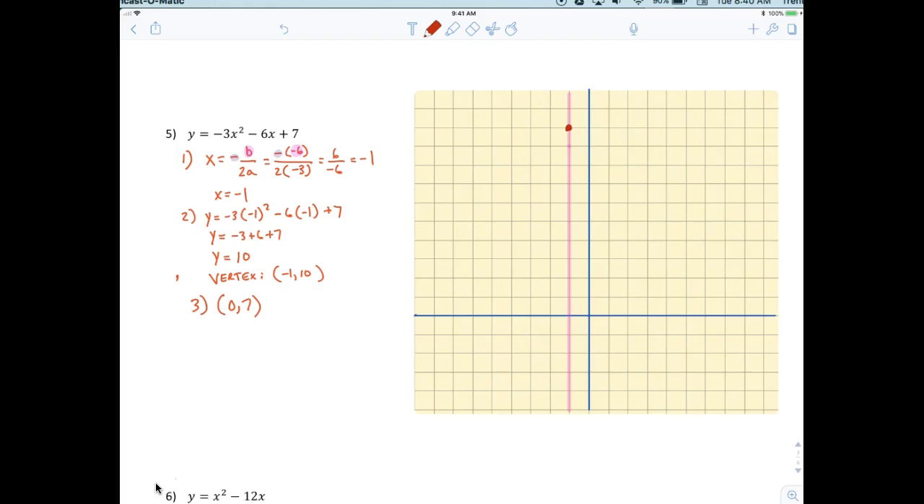Now, the y-intercept is what? 0, 7. Which is, I think, right there. So now, where's the other point going to be? Right across from it. Right here.